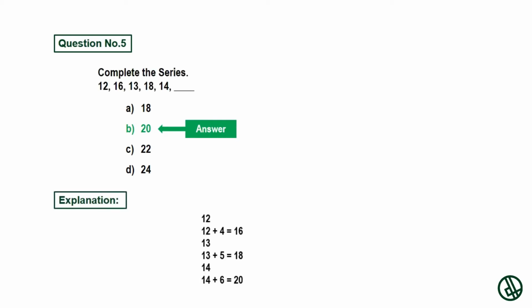Question number 5. Complete the series: 12, 16, 13, 18, 14, and next is. Option A, 18. Option B, 20. Option C, 22. Option D, 24. Answer is option B, 20. Explanation.